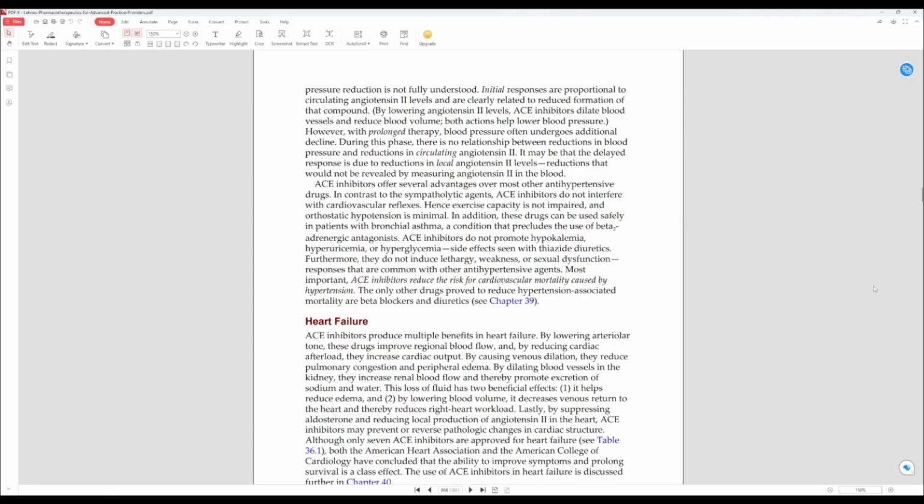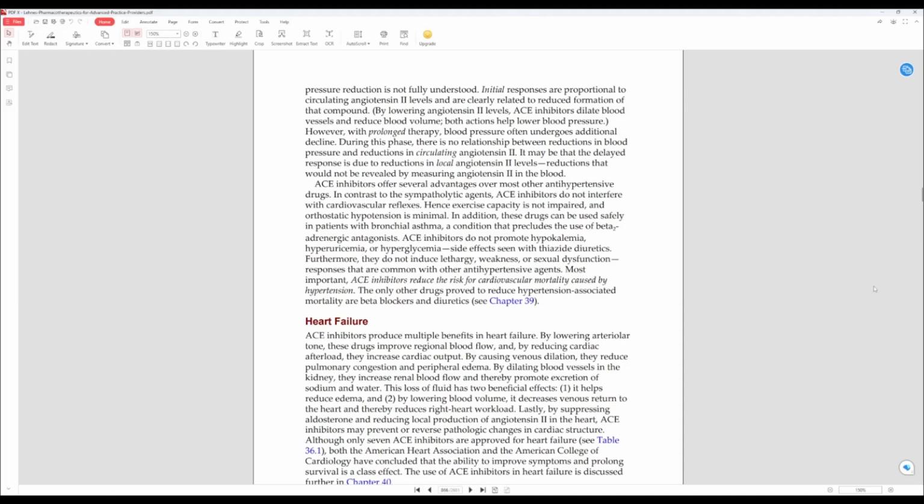However, with prolonged therapy, blood pressure often undergoes additional decline. During this phase, there is no relationship between reductions in blood pressure and the reduction in circulating angiotensin II. It may be that the delayed response is due to the reduction in local angiotensin II levels, reductions that would not be revealed by measuring angiotensin II in the blood.